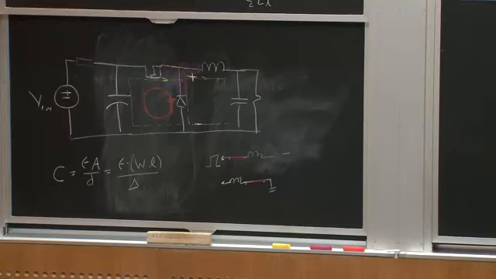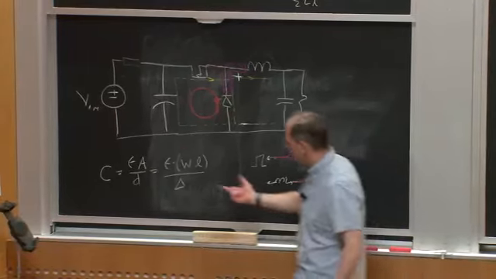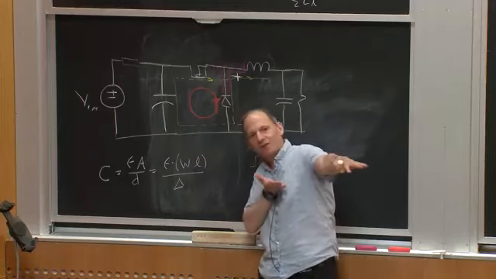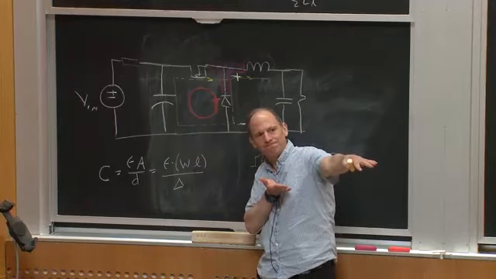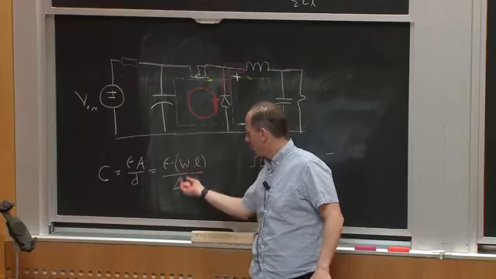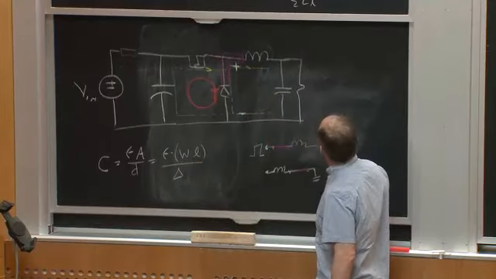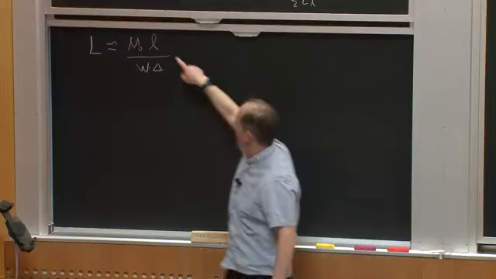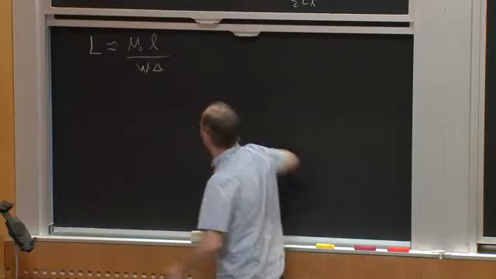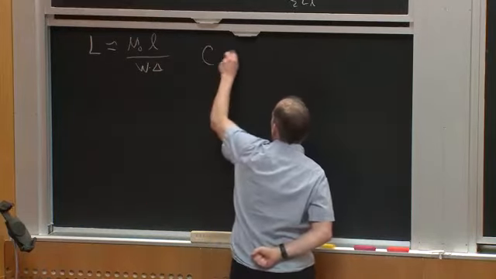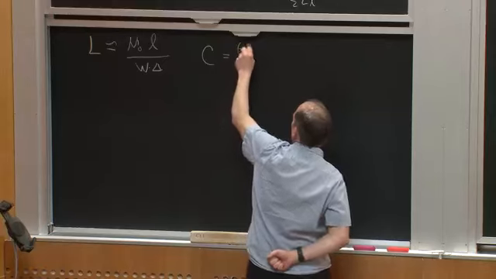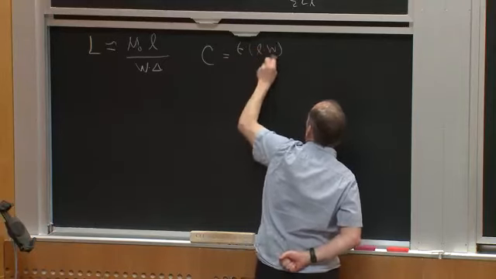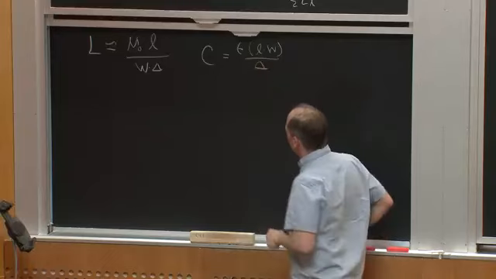So what does this say? In this case, if I want to make capacitance small, I also want to make the length of this thing short. Okay? But notice that whereas inductance goes as, let's see, L over delta. So let me write C. C is equal to epsilon L times W over delta, right?